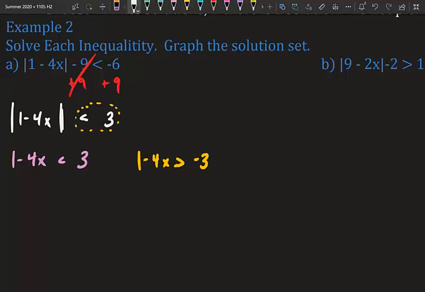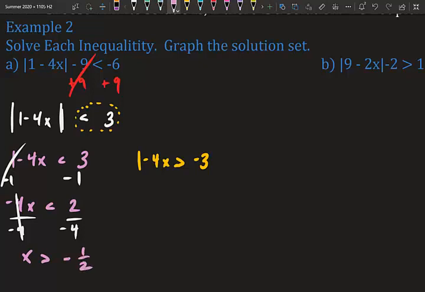Now let's solve for x. So I'm going to subtract 1 from both sides, and when we do, we have negative 4x is less than 2. We're going to divide by negative 4. We divided by a negative, so we need to flip that sign. And 2 divided by negative 4 is negative 1/2. We're going to do the same thing to the orange, so we're going to subtract 1 from both sides. And when we do, we're left with negative 4x is greater than negative 4. Divide by negative 4 on both sides. And when we do, since we divided by a negative, we have to flip the sign, so we get x is less than 1.